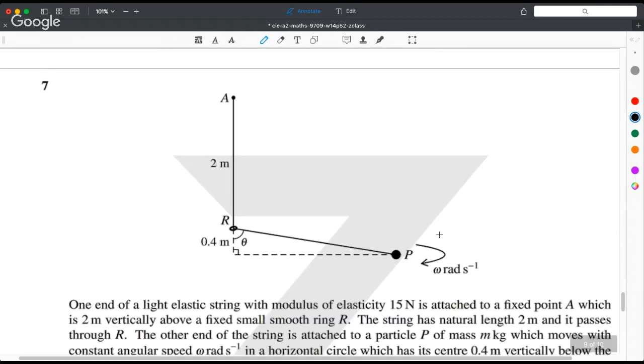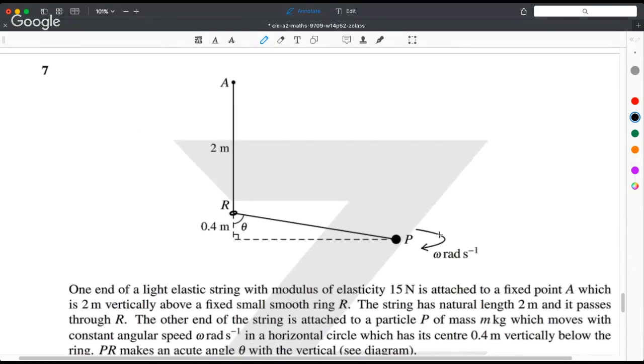Okay, final question. So we have an elastic string again. So we know we're going to be needing to deal with these equations. Initially, we have the situation. Let me just mark out that this long bit at the bottom is going to be 0.4 divided by cosine of theta.